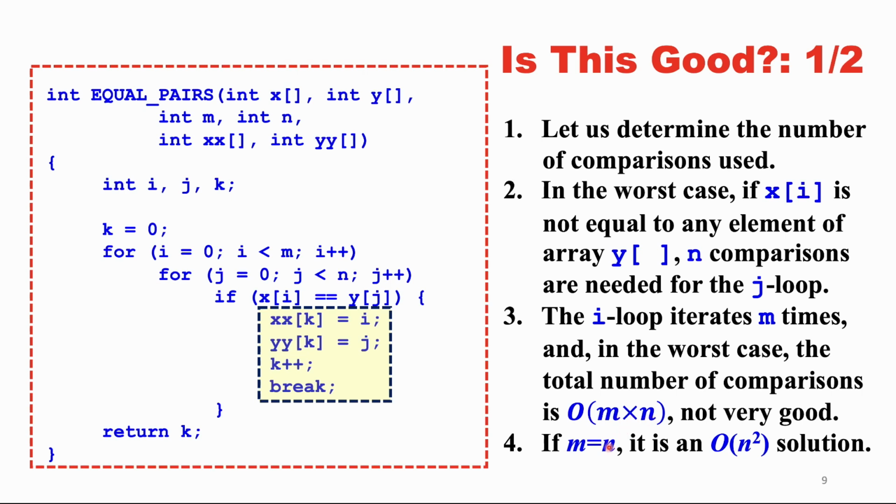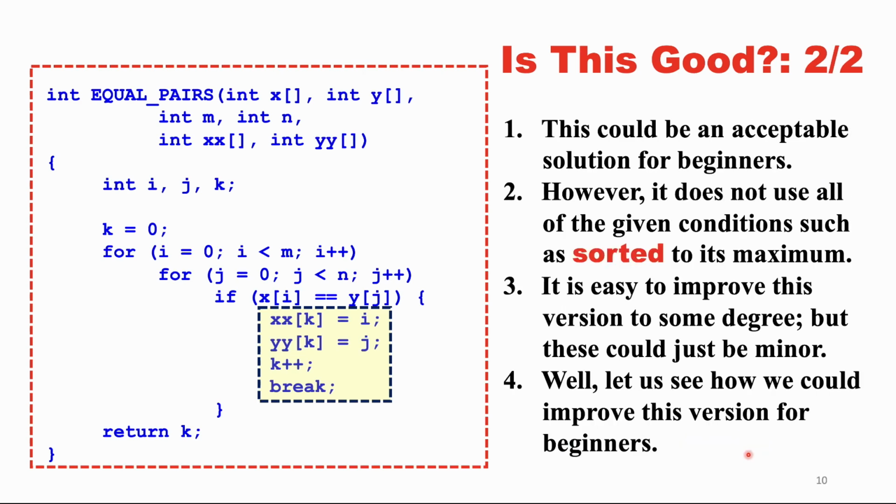If m is equal to n, it is an n squared solution. I'm sure you may be a little bit skeptical. Is this solution really that bad? Well, when you look at this simple problem and you get an order n squared solution, it's usually not very good. For beginners, this solution could be an acceptable one.